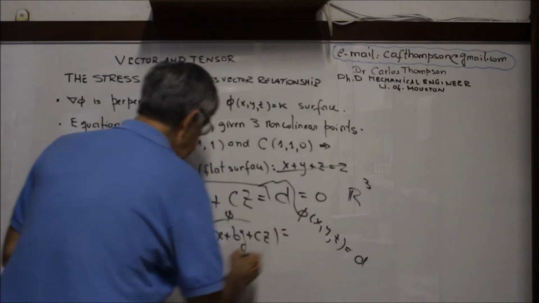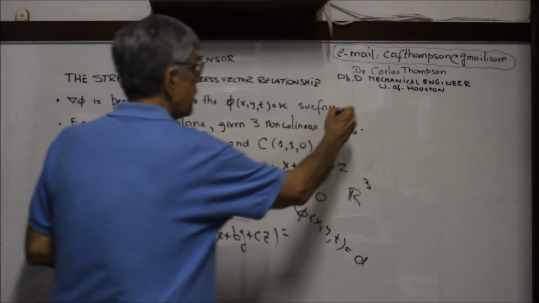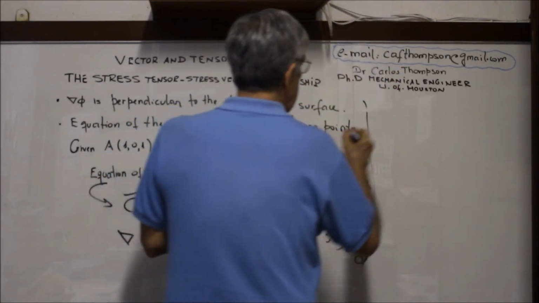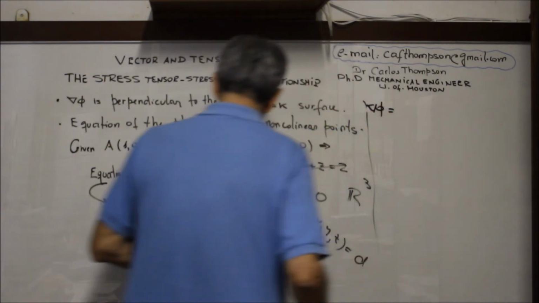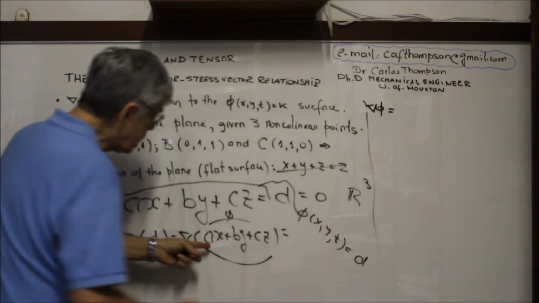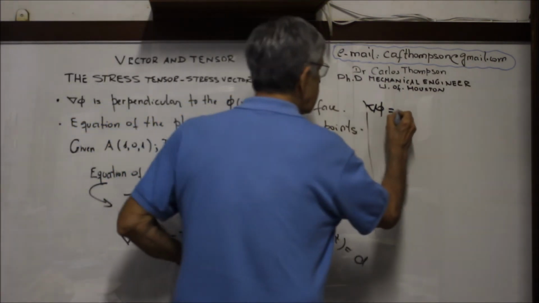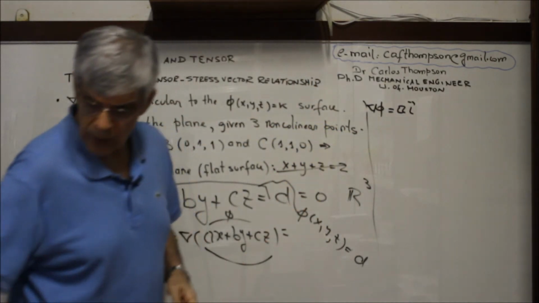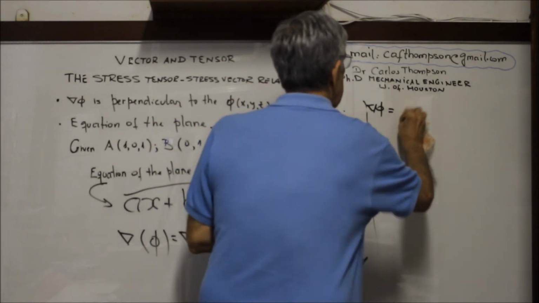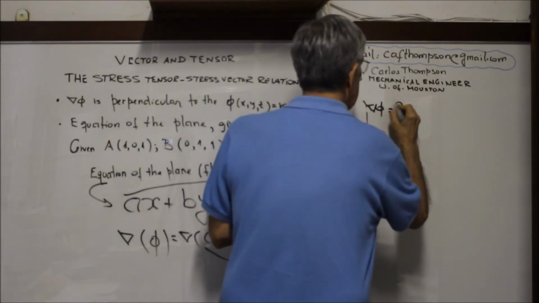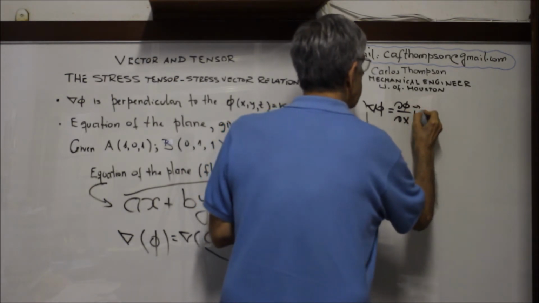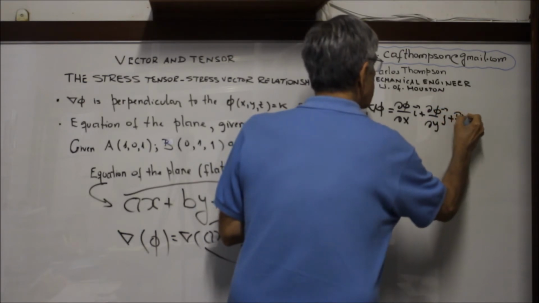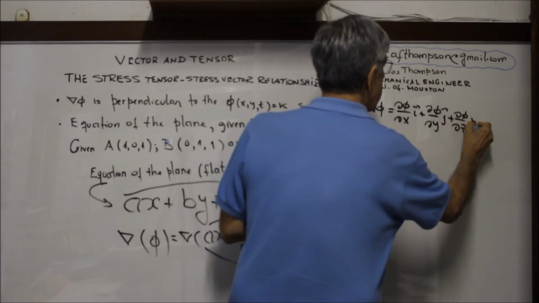Now here will be right down here. So this will be the gradient of phi, which is the partial of phi with respect to x, so this is ai. Now, I'll write here. Let's write down: this is partial phi with respect to x, i, plus partial phi with respect to y, j, plus partial derivative with respect to z, k.